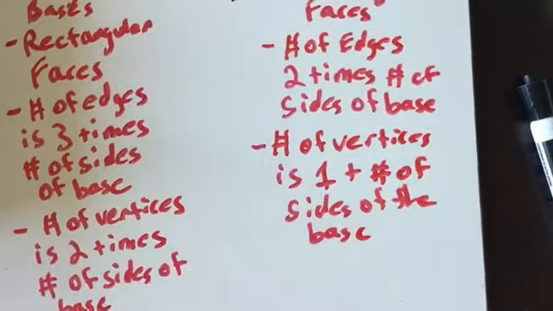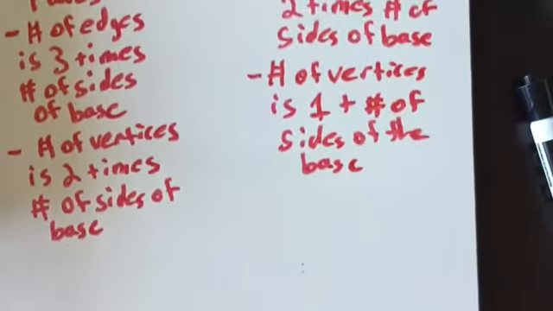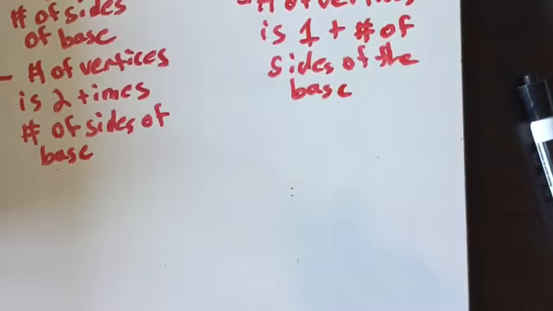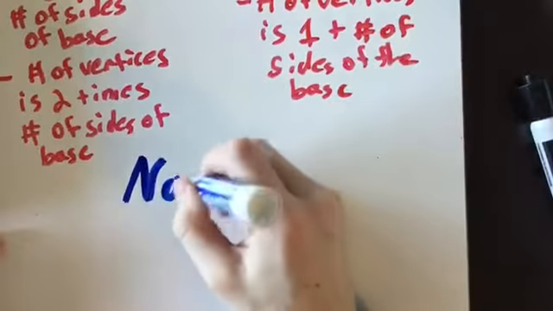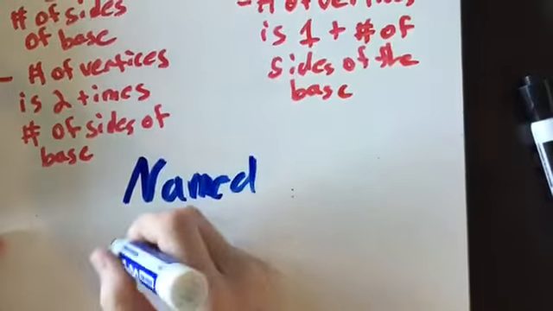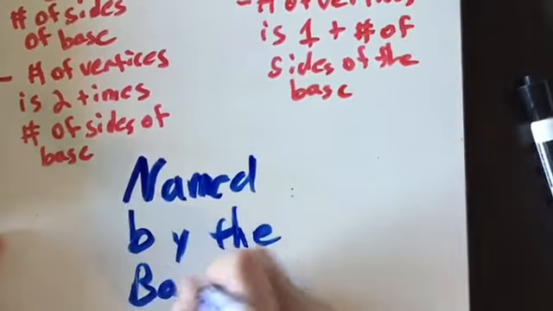You might ask, wow, prisms and pyramids have a lot of differences. Do they have anything in common? They do. What they have in common is that they are named by their base. So they are both named by the base shape.